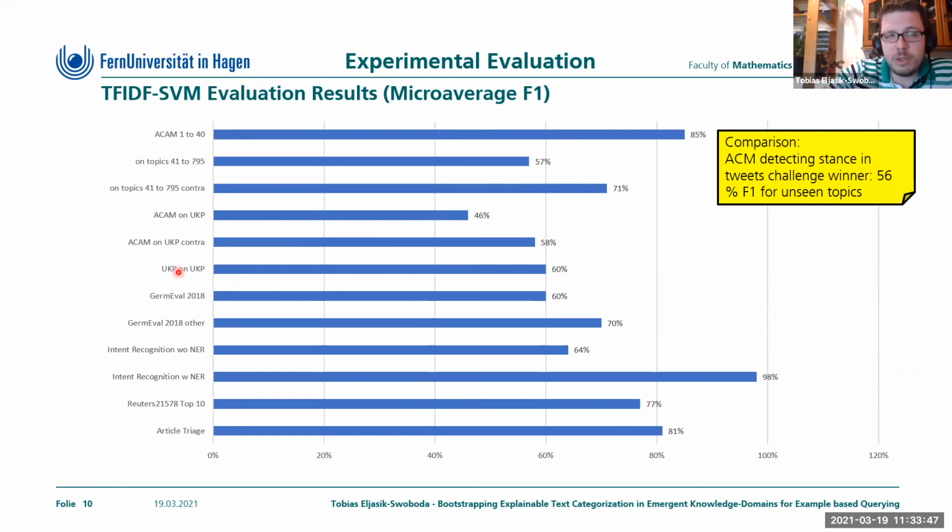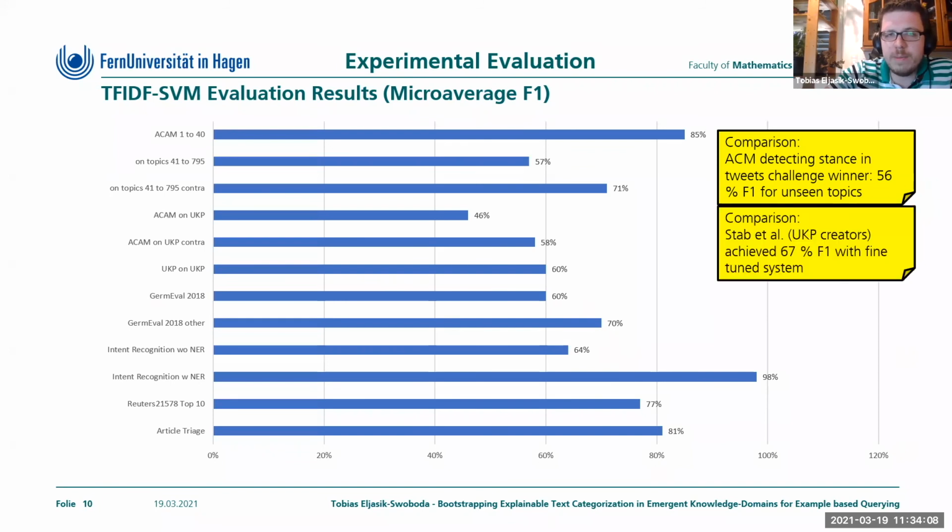Now switch from English to German, and we did the offensive language task, and here we had a 60% F1 off the bat, but again found that the tool is better at identifying the other, not offensive category over the offensive category. Therefore, we added this additional line of code, which boosted it to 70%. Just a few comparisons. In Stab et al., the people who created the UKP benchmarks, they achieved 67% F1 with a highly fine-tuned system for this task. Well, we were at 60 with our added line of code.